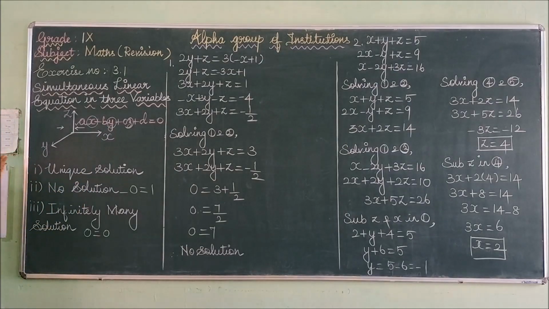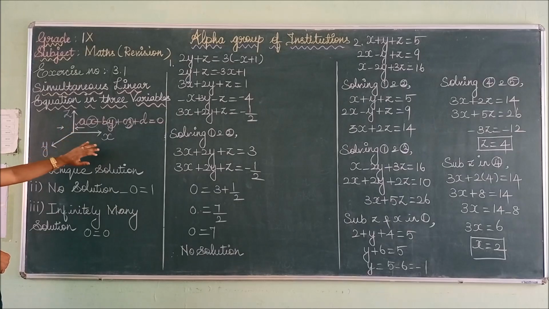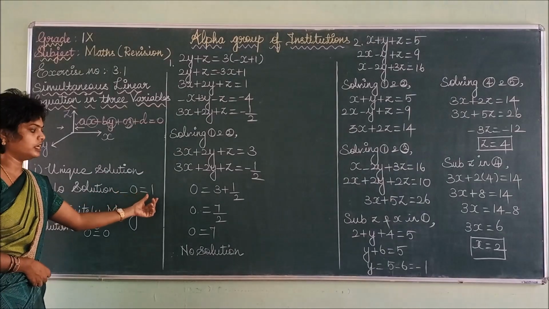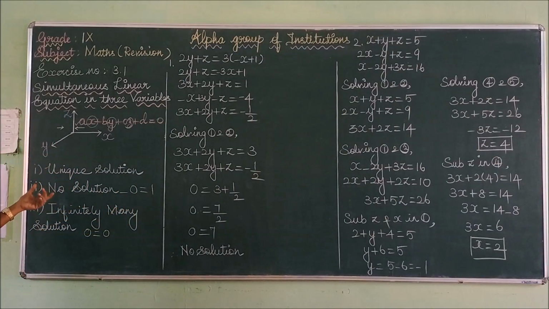So listen. For a system of equations, how will the solution be? The solution will be a unique solution, no solution, or infinitely many solutions. Unique solution means you can get the value of x, y, z separately. No solution means 0 is equal to 1. In this case we can say there is no solution. Infinitely many solutions means 0 is equal to 0.